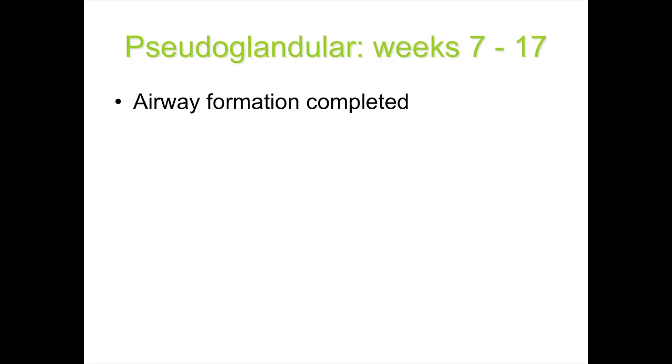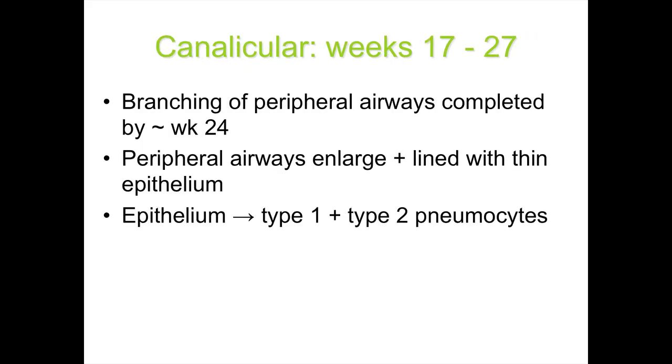The pseudoglandular phase lasts from weeks 7 to 17, and this is where airway formation is completed. The canalicular phase occurs from week 17 to approximately week 27, and this is where the branching of the peripheral airways is completed by week 24. The peripheral airways enlarge and are lined with thin epithelium. The thin epithelium is formed from type 1 and type 2 pneumocytes.